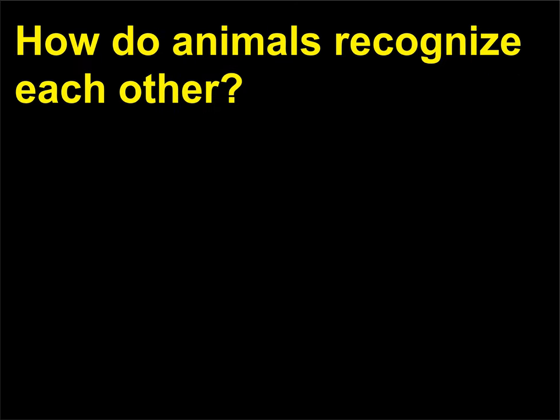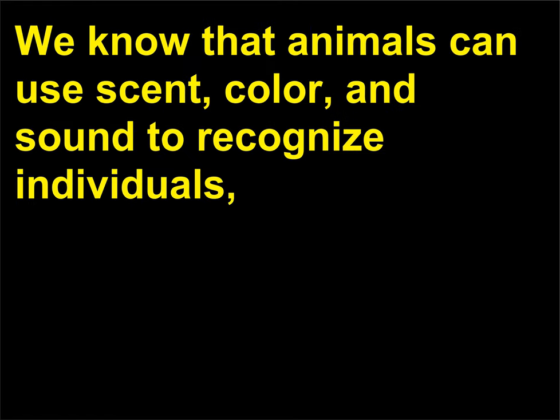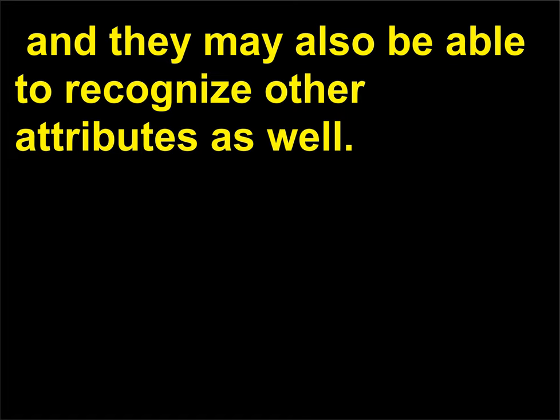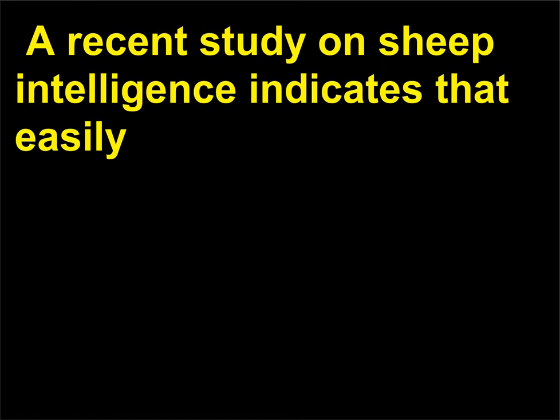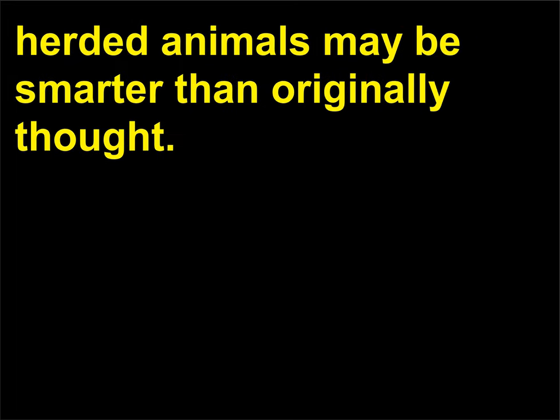How do animals recognize each other? We know that animals can use scent, color, and sound to recognize individuals. And they may also be able to recognize other attributes as well. A recent study on sheep intelligence indicates that easily herded animals may be smarter than originally thought.